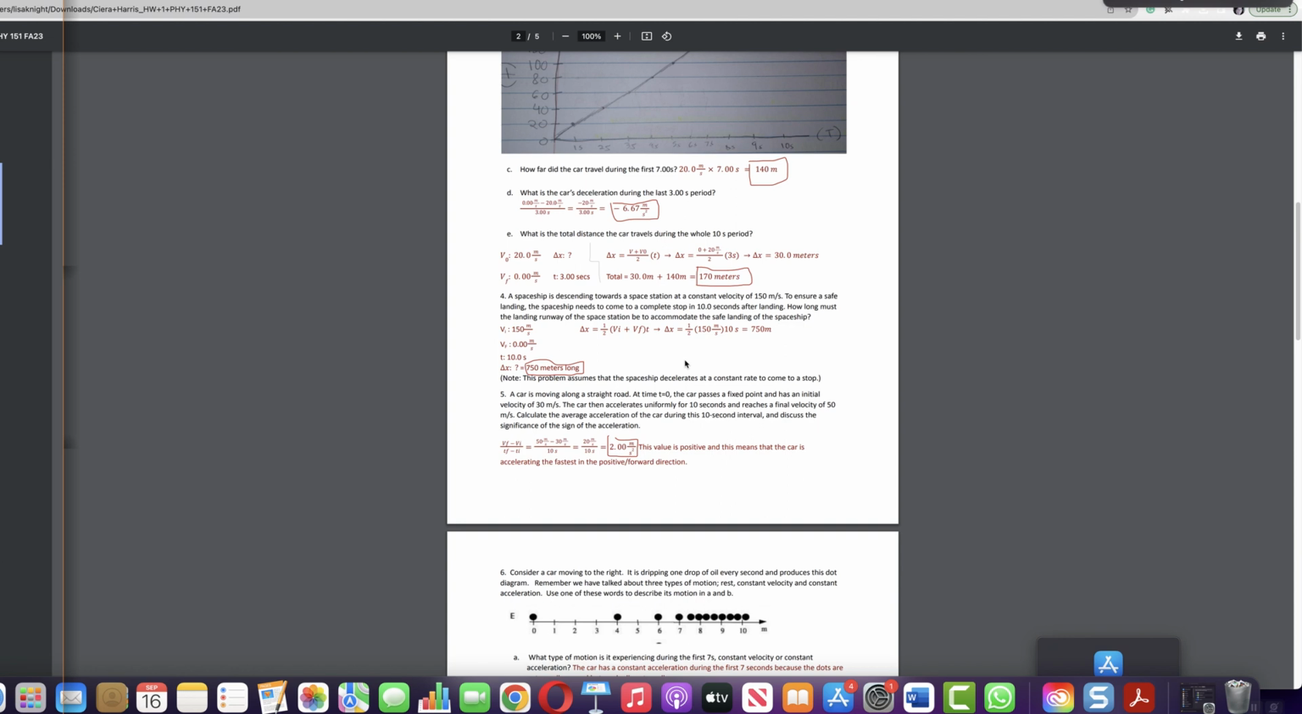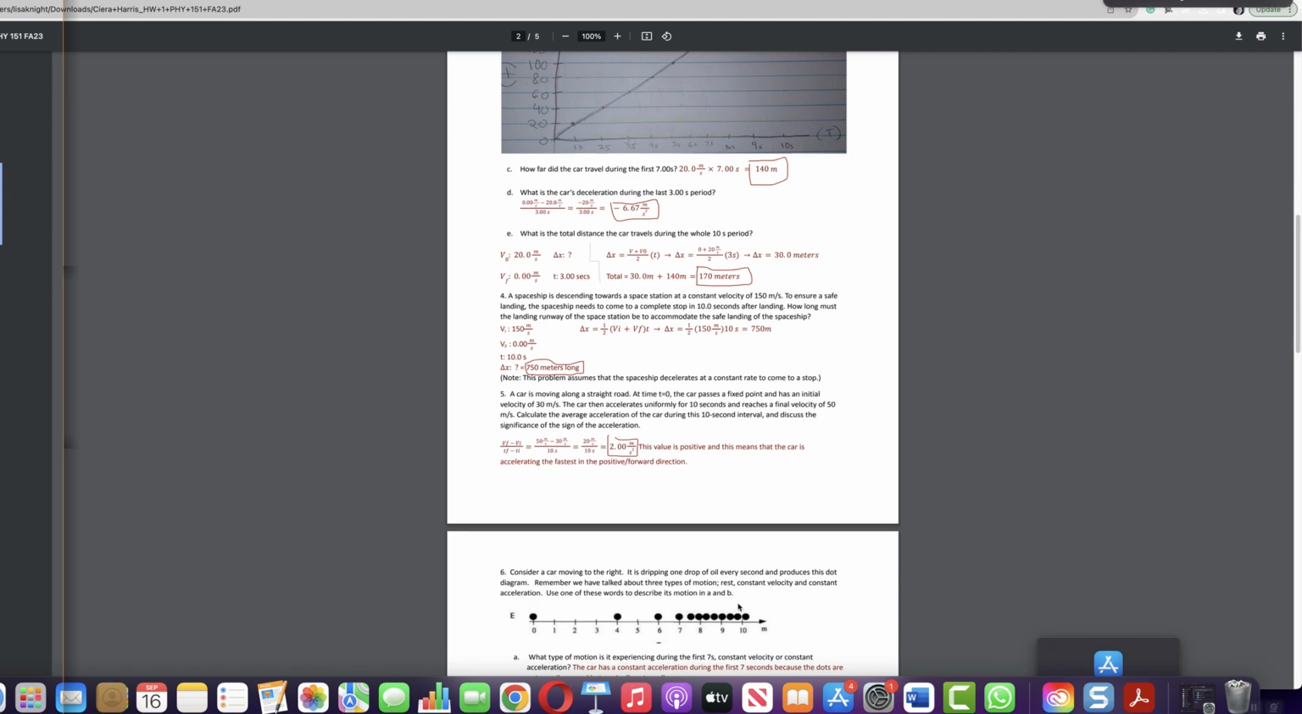And in number 5, you needed to find the acceleration of the car, and most people did that okay. They did not round it to 3 sig digs, so it should have been 2.00 meters per second squared. Then they needed to discuss what the sign of the acceleration means. It's a positive sign, so that means that it would get faster in the positive direction. So if it's traveling in the positive direction, it's going to get faster in the positive direction. If it tries to go backwards, it will get slower.